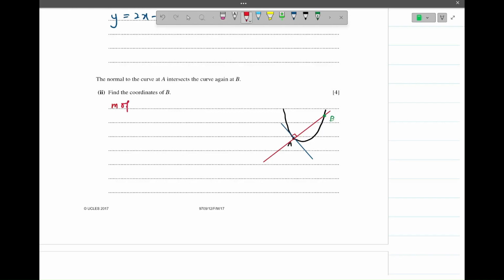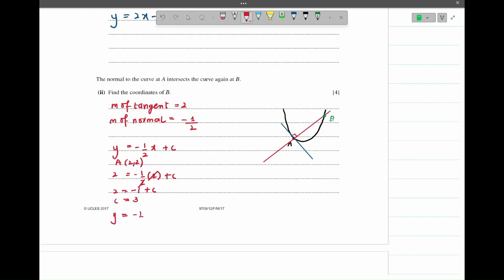The m of tangent was 2, so m of normal is going to be the negative reciprocal, that is negative 1 over 2. That would be y is equal to negative 1 over 2x plus c. Y is 2 and x is also 2, the coordinates of A. So that would be 2 is equal to minus 1 plus c. C would be equal to 3. That would leave us with y is equal to negative 1 over 2x plus 3.